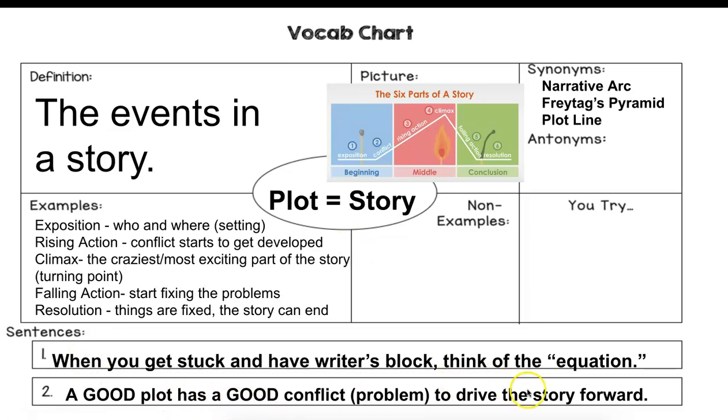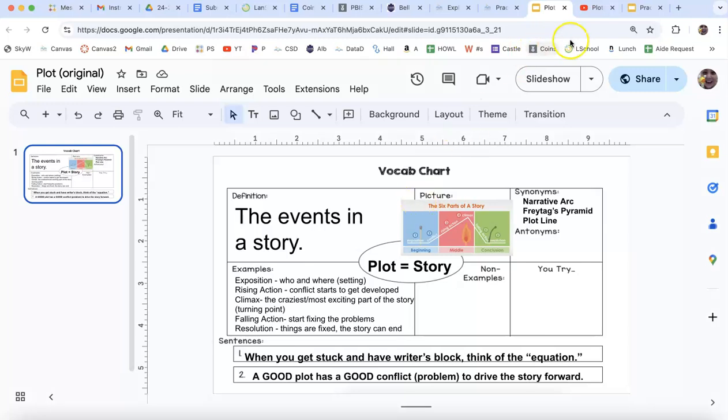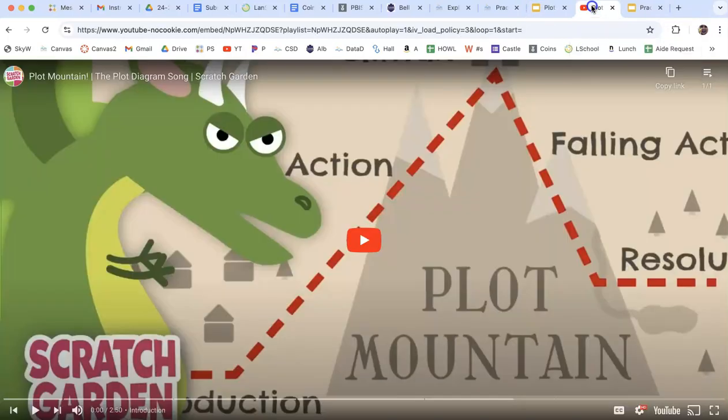And remember, more important than almost anything else I'm going to teach you in my class, a good plot has a good conflict. You need a big problem to drive the story forward. And if you don't have a big enough problem, that's when your story's probably getting stuck. So let's put all this into play. And just to make sure you're extra ready for this assignment, here is the plot with a dragon chicken. Yes, I said dragon chicken. Get excited.